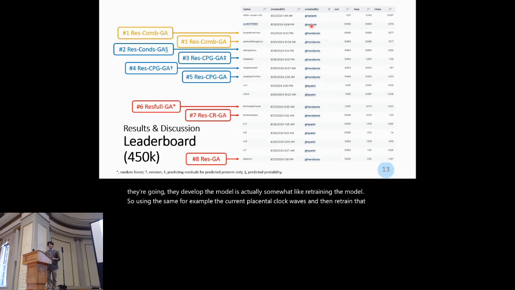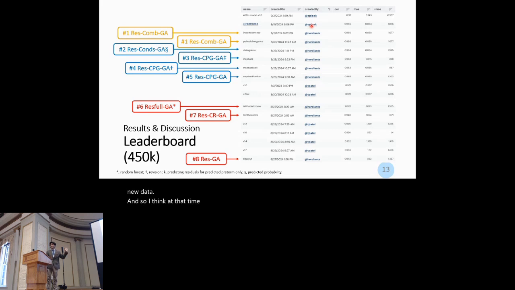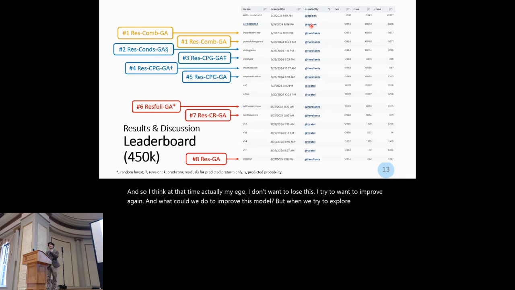So using, for example, the current placental clock weights, and then retraining that using new data. And I think at that time, my ego, I didn't want to lose this. I wanted to improve again. What could we do to improve this model? But when we tried to explore that, there was no way to have a reasonable clinical explanation that it would work better. We could also have a mini algorithm, this and that, and probably have a better prediction result on the leaderboard, but it doesn't necessarily generalize, right? So we tried to restrain ourselves.